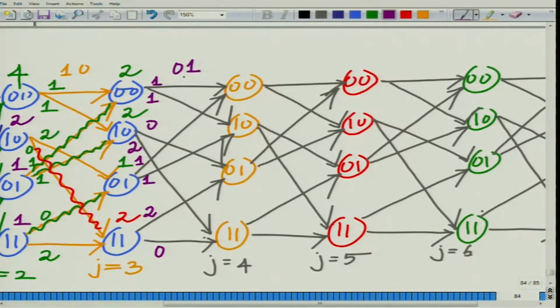At j equal to 4 to 0 0, you can either come from 0 0, so minimum is 2 plus 1, or 1 plus 1 from 0 1. So needless to say, the minimum will be, well, 2, and the minimum branch will be this. To 1 0, the minimum will be either from 0 0, so minimum of 2 plus 1, or a minimum of 1 plus 1 from 0 1. So naturally the minimum is 1 plus 1. So this will be minimum of 2.